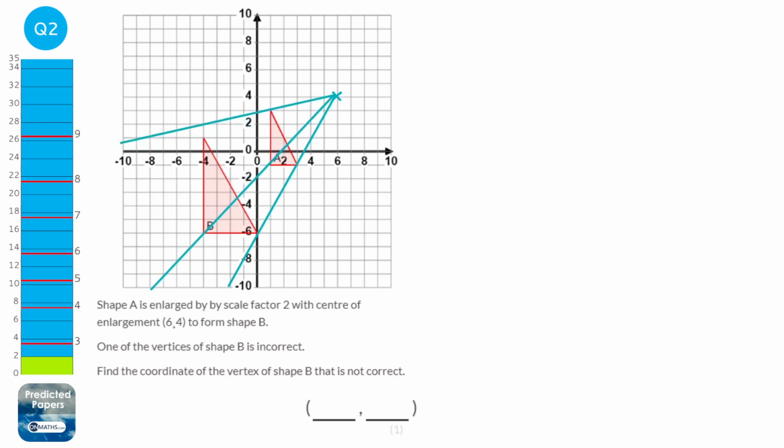But it does not on this one. So it says find the coordinate of the vertex of shape B that is not correct. So the coordinate is this one here. And so that would be (minus 4, 1).